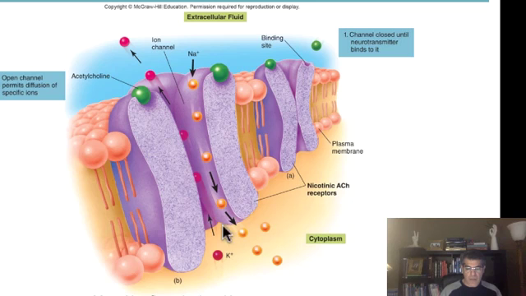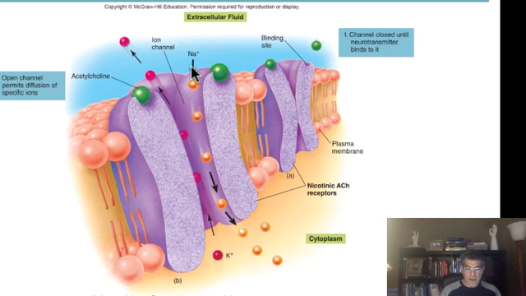And when the channel opens, sodium and potassium can both move in and out. Sodium can move in, potassium can move out. What do you think would be the end result for this cell? Do you think this cell will become depolarized, hyperpolarized, or stay the same? In other words, do you think this cell that is minus 70 millivolts inside becomes minus 85, minus 50, or stays minus 70 and doesn't change?